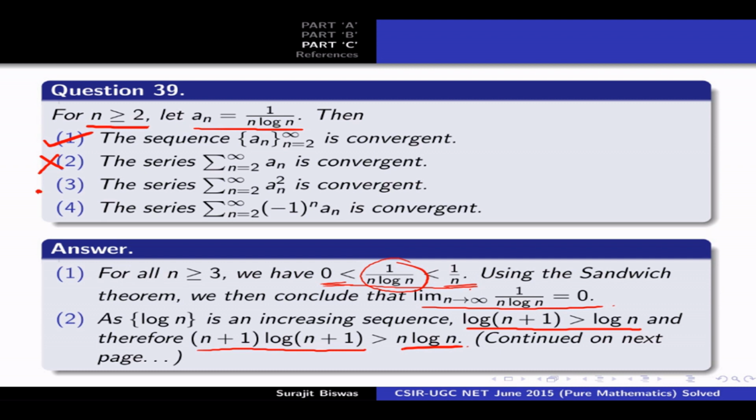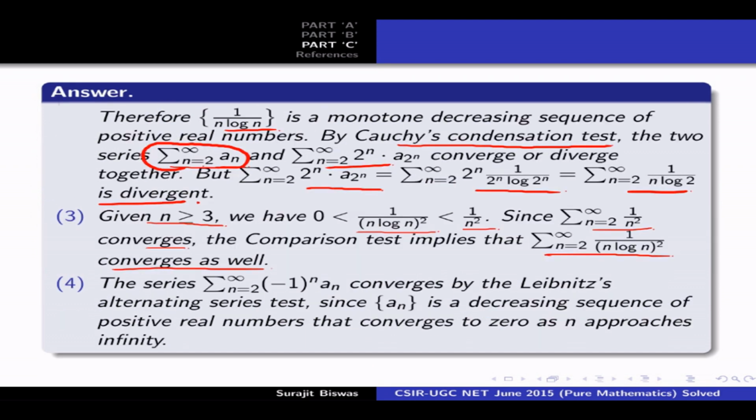And the final one is to check whether the series n equal to 2 to infinity (minus 1) to the power n a_n is convergent. This will be correct, and why? The series n equal to 2 to infinity (minus 1) to the power n times a_n converges by Leibniz alternating series test, since a_n is a decreasing sequence of positive real numbers that converges to 0 as n approaches infinity. Okay, so now we go to the next one.